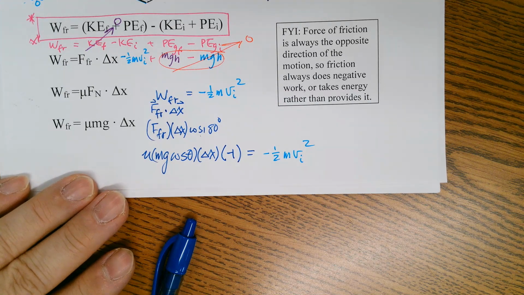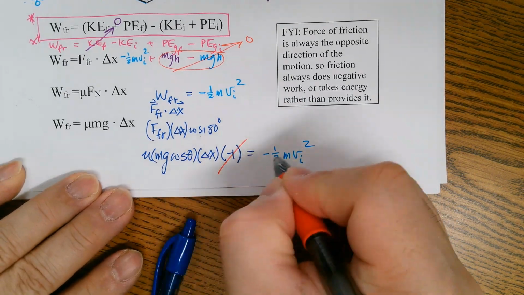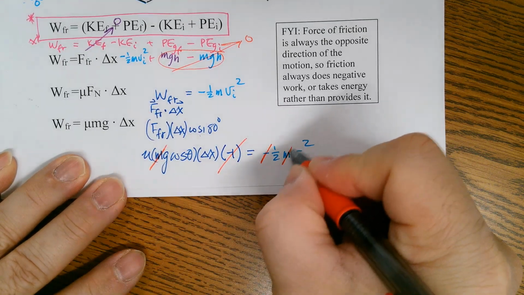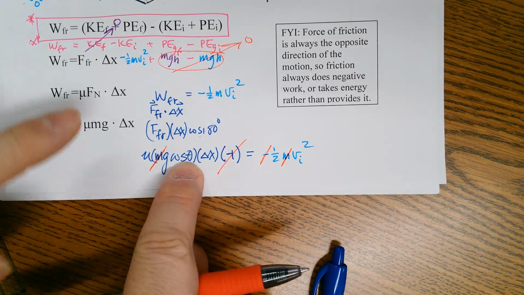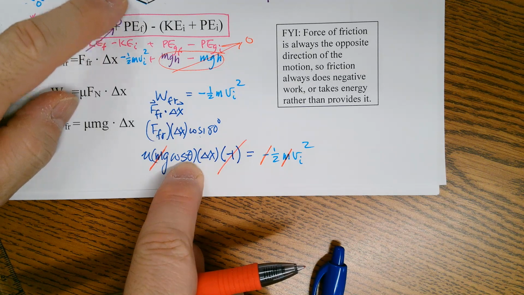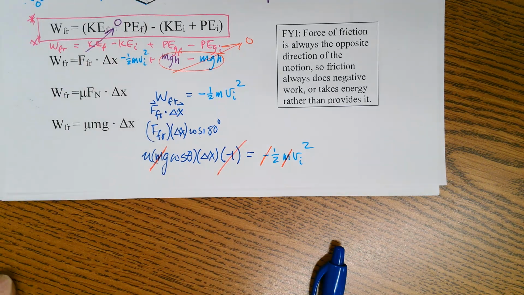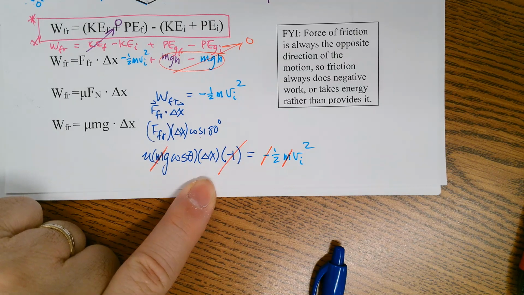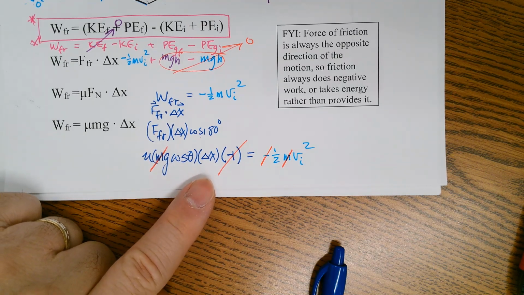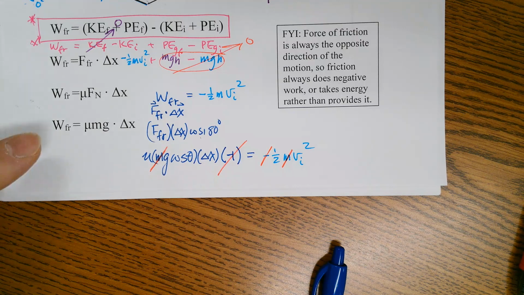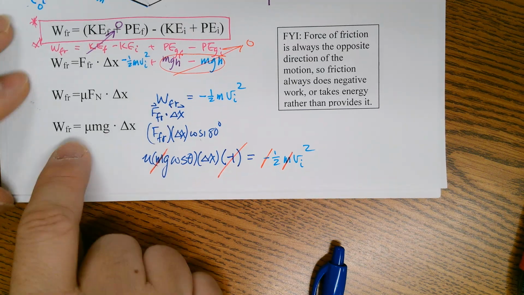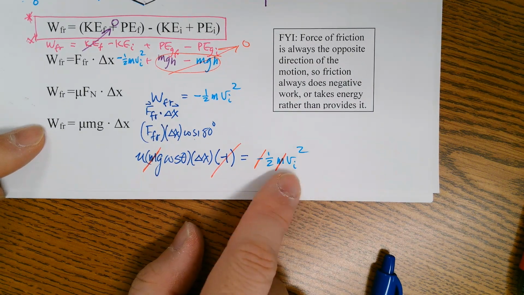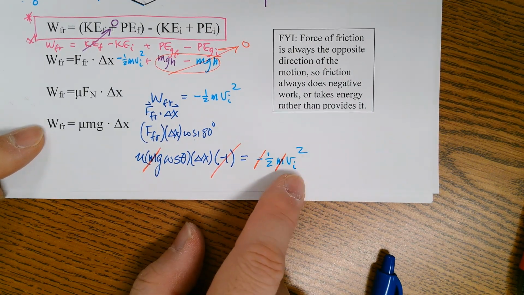So what happens? First, these negatives will cancel out. And the mass will cancel out. This angle theta is actually this angle theta right here. Okay? And then we can work out the rest of it. So we can figure out how much work is done by friction if we just calculate how much kinetic energy we start with.